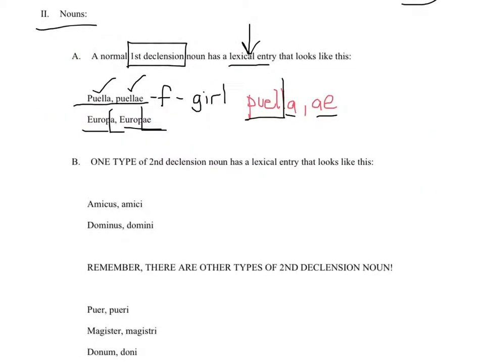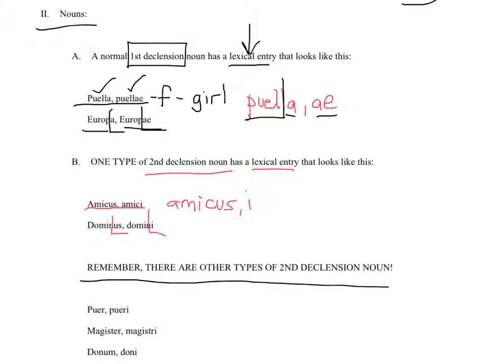In addition to first declension nouns, by this point the book is starting to slowly introduce to you second declension type of nouns. Their lexical entry looks like this: amicus, amici. Again, your book will generally abbreviate it amicus, amici, or dominus, domini. It's crucial, however, that you remember that there are other types of second declension noun.